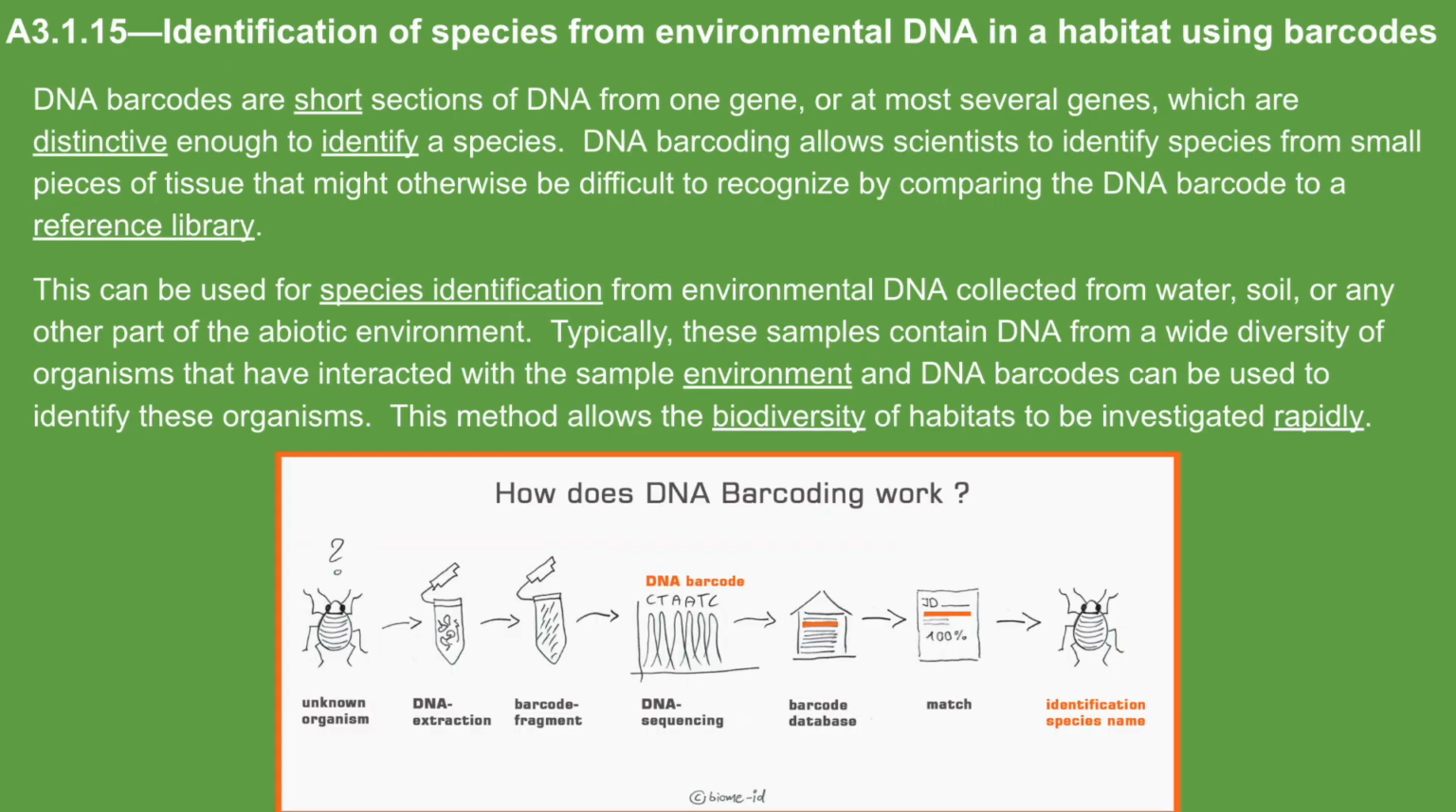Lastly, identification of species from environmental DNA in a habitat using barcodes. DNA barcodes are short sections of DNA from one gene, or at most several genes, which are distinctive enough to identify a species. So it's just a short section of a gene that is distinct to a species. DNA barcoding allows scientists to identify species from small pieces of tissue that might otherwise be difficult to recognize by comparing the DNA barcode to a reference library.